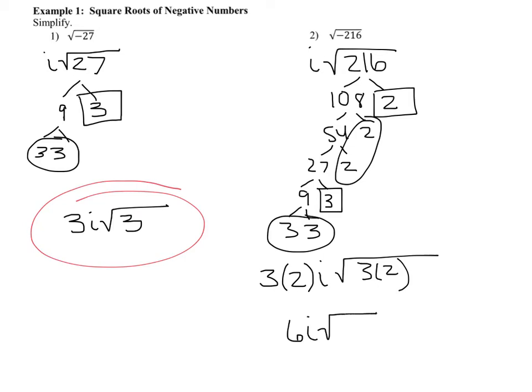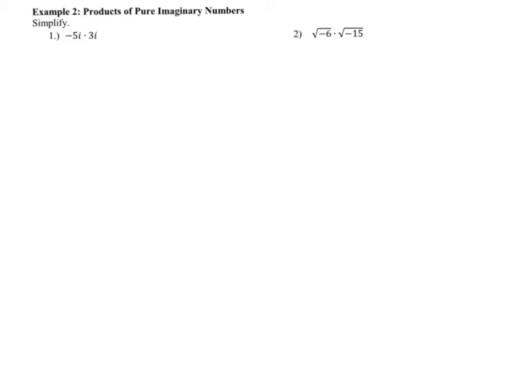So I have 6i on the outside and 6 on the inside, and that's going to be my final answer. When we multiply imaginary numbers, this is actually going to work the same way as if we were multiplying regular numbers. The only difference is we now have new knowledge in that i squared is equal to -1. So let's go ahead and look at our first example.